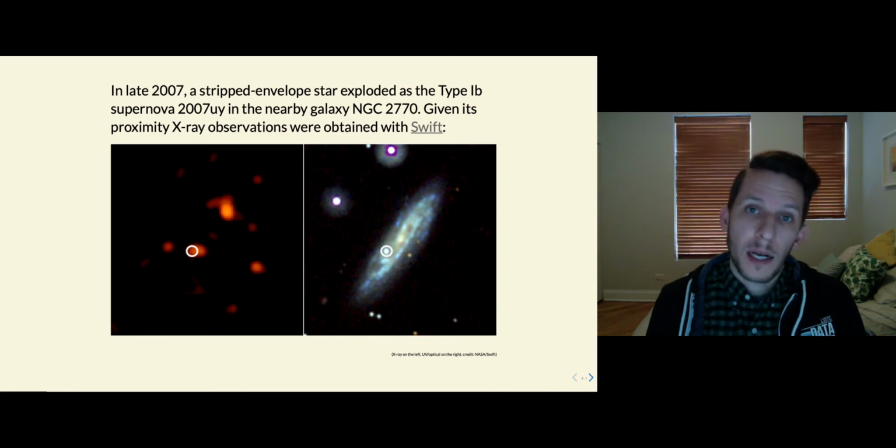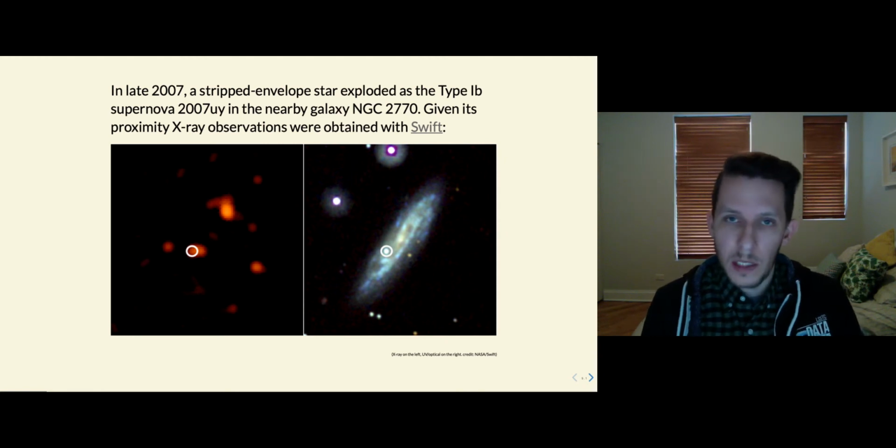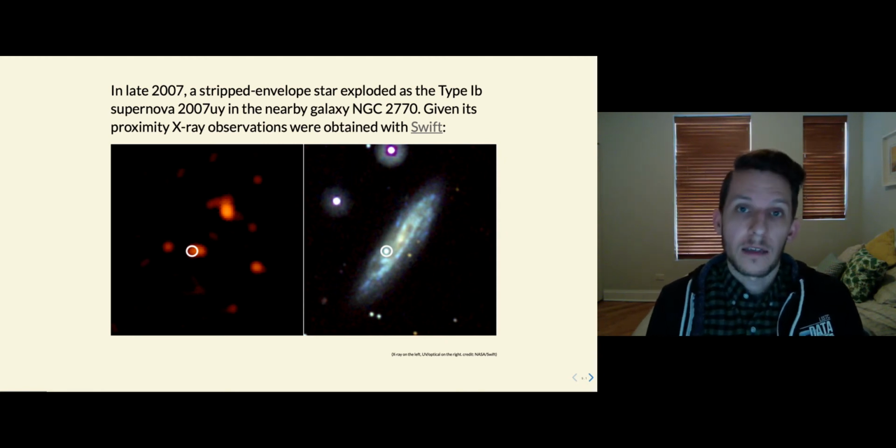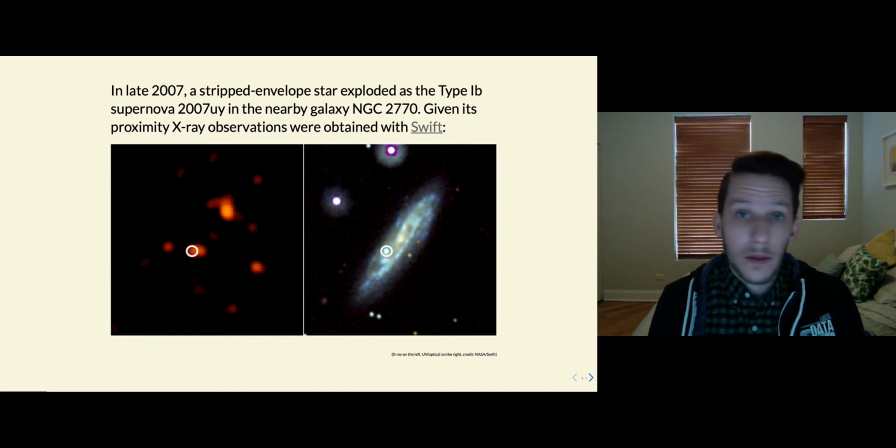Given the proximity of this particular supernova, observations with the NASA Swift satellite were triggered to see if any X-rays could be detected. In the image on the left, you'll see an X-ray image, which has far fewer sources because the X-ray sky is a lot fainter than the UV optical sky. But you will see that the supernova in question was detected by the Swift satellite, so there is X-ray emission from this particular supernova.